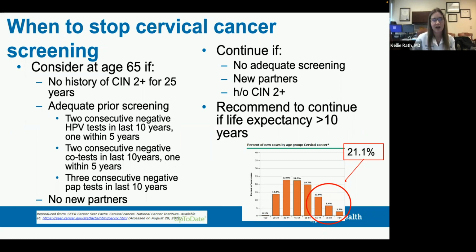And so at age 65, if a patient has had no history of high-grade dysplasia for 25 years and has adequate screening as defined by the slide, meaning 2 consecutive negative HPV tests in 10 years, or co-testing, as well as is not having any new partners, then those patients may not need to continue cervical cancer screening. However, if you can't document adequate screening, the patient continues to have new partners, or they have a history of high-grade CIN2+, then they should continue cervical cancer screening after the age of 65 and continue till their life expectancy, as long as their life expectancy is over 10 years.